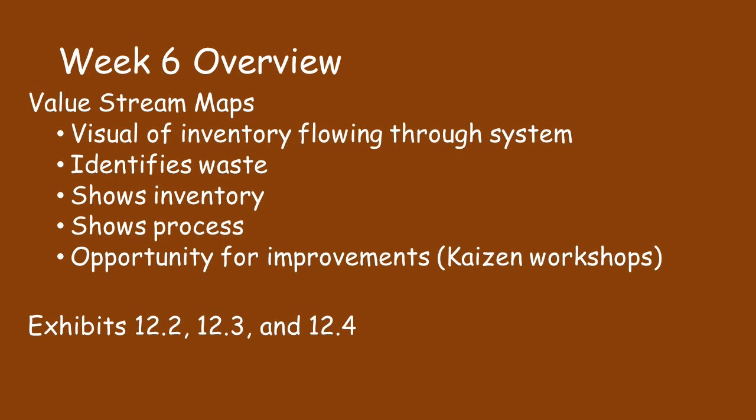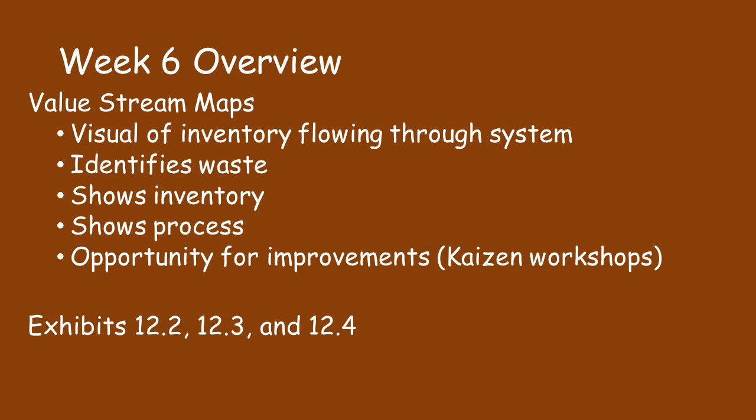So one of the lean tools often used to show the entire value chain is called a value stream map. Value stream maps are a great visual on how inventory flows, what the processing steps are, and the control mechanism. Value stream maps are also used to identify all the waste in the process and the potential workshops, so they're called Kaizen events, to make improvements. Check out exhibits 12.2, 12.3, and 12.4 in your text, and you can kind of see some examples of value stream maps and how they identify the whole value chain, for a particular product.